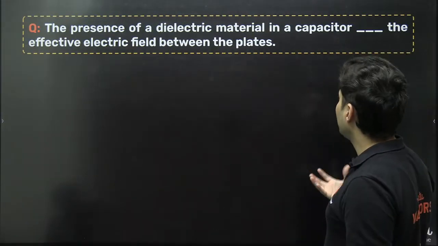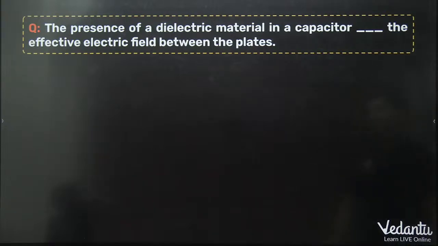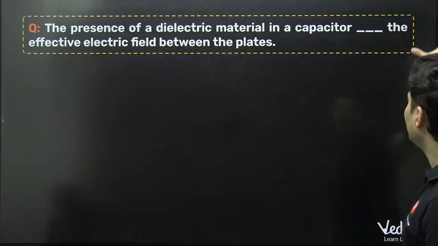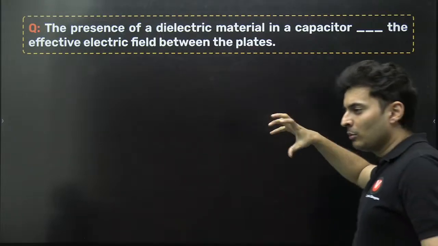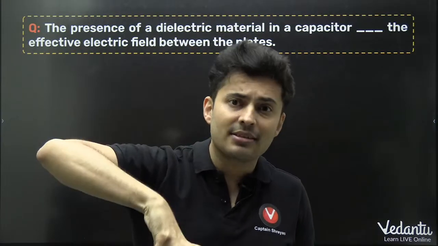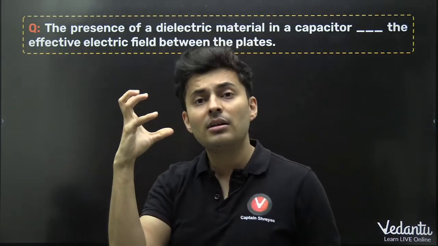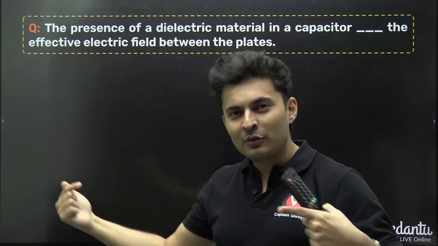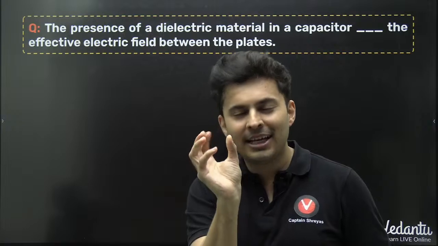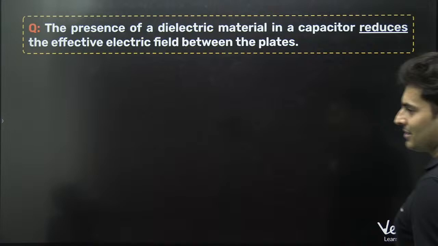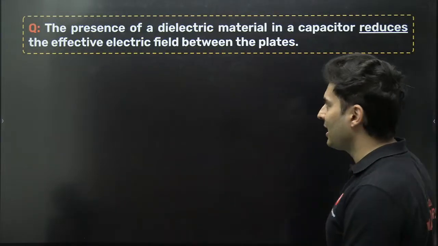If there is a dielectric material in a capacitor, then the effective electric field between the plates is, okay, the presence of a dielectric material in a capacitor dash the effective field. The moment you add a dielectric, the dielectric material reduces or decreases the field inside, because it creates an opposite induced field which opposes the external field. So the net electric field will go down because of the polarization. So it reduces. That is the perfect correct answer.